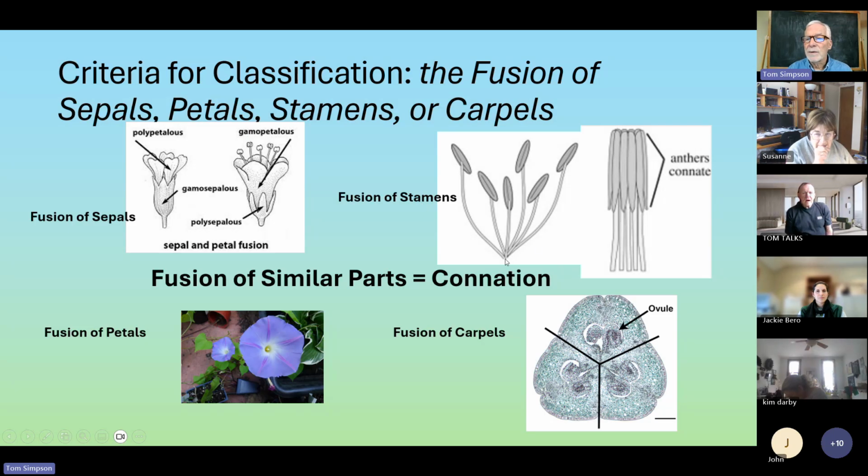Stamens can be fused together at the base, or they can be fused together at the anthers. When we talk about the composite family, the daisy family has this really strange, rather beautiful thing you see under magnification: all the stamens that are free and separate at the base join together at the anthers, forming a tube. And as the flower is maturing, the female style then pushes up through this tube and branches out on top.